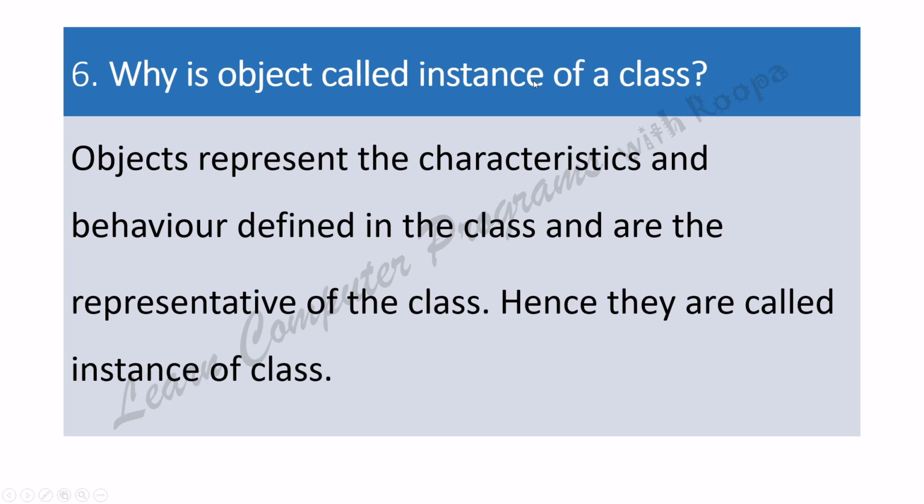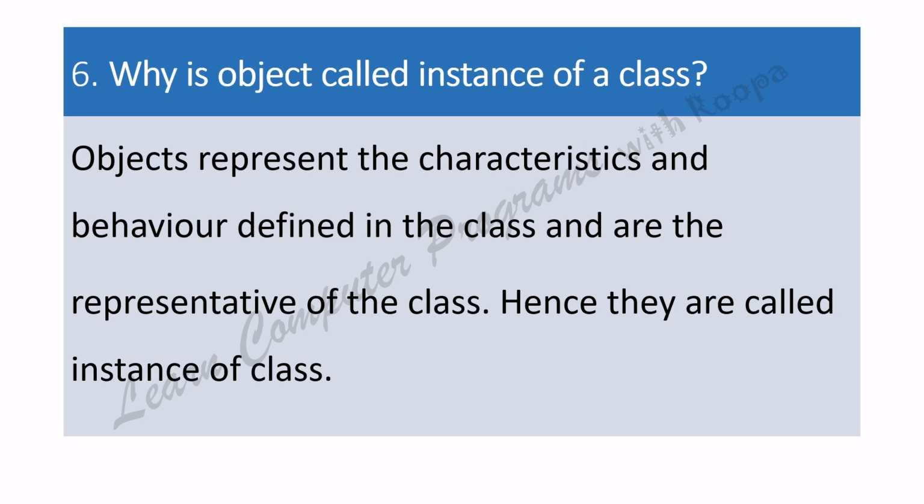Why is an object called an instance of a class? The word instance means an example of a class, that is, the object is actually representing a class. So they are asking how it is representing a class. The object actually contains the characteristics and behavior which are defined in the class.